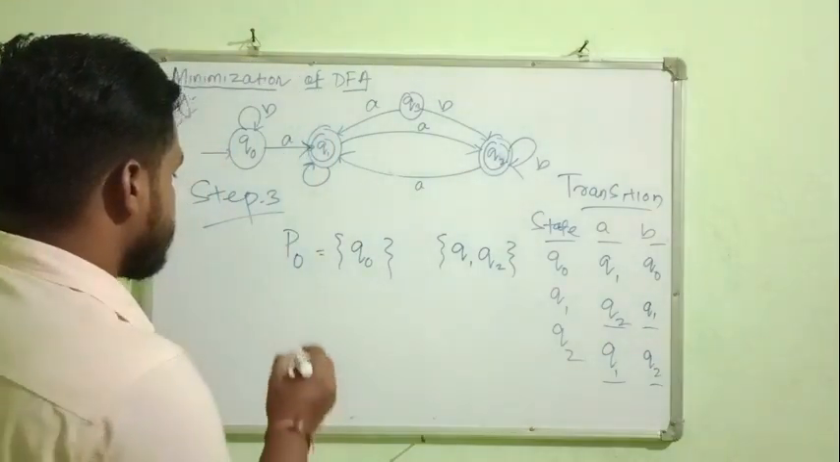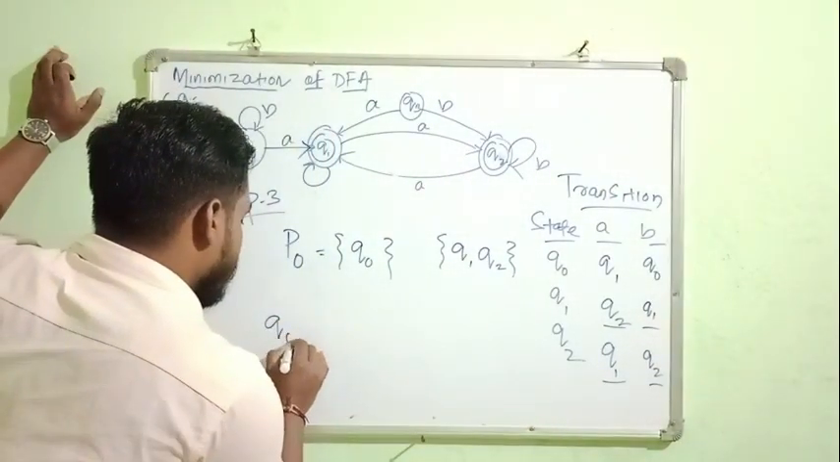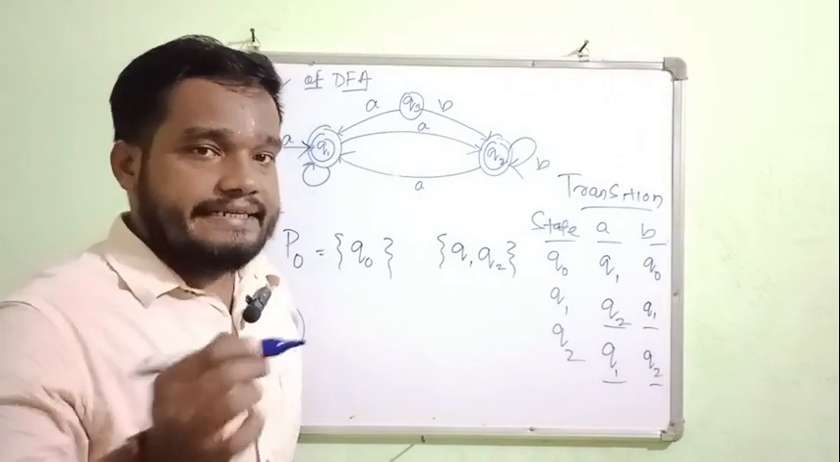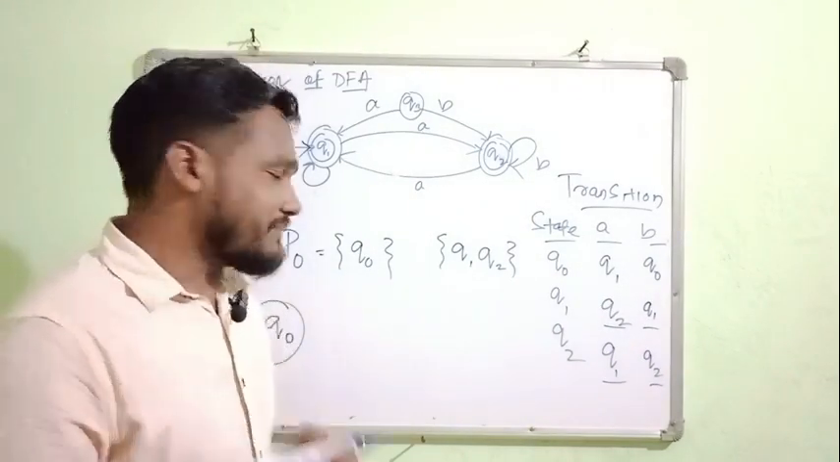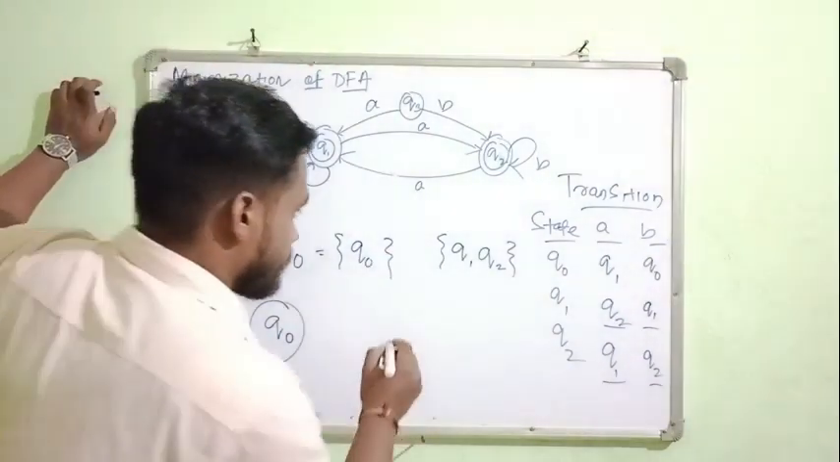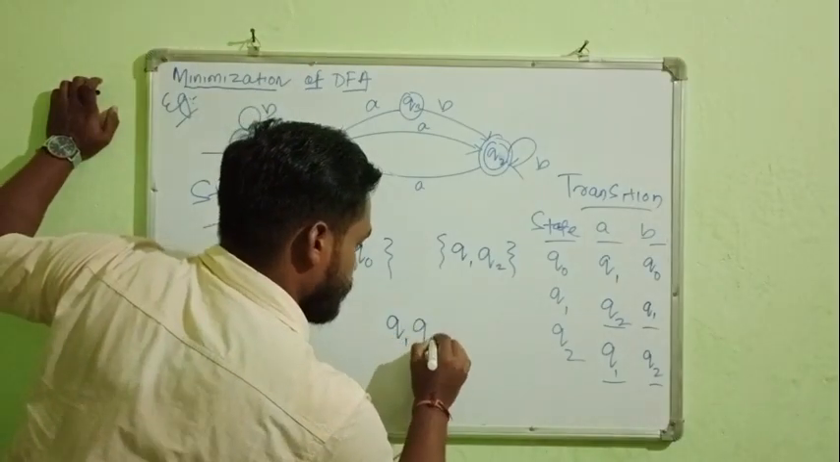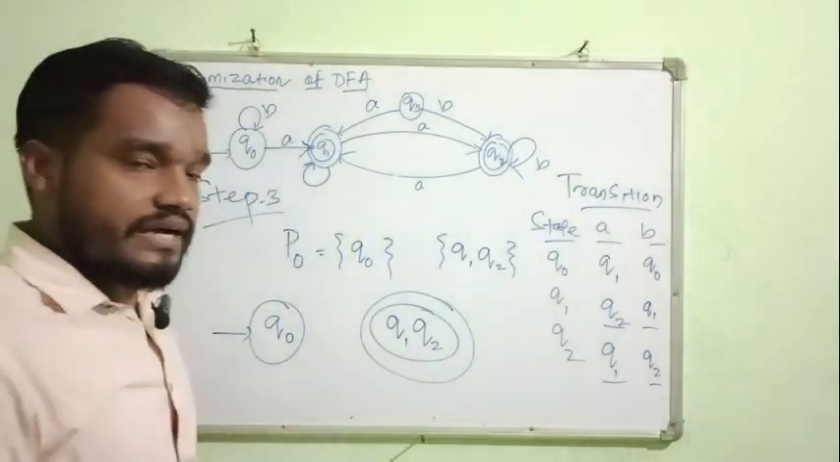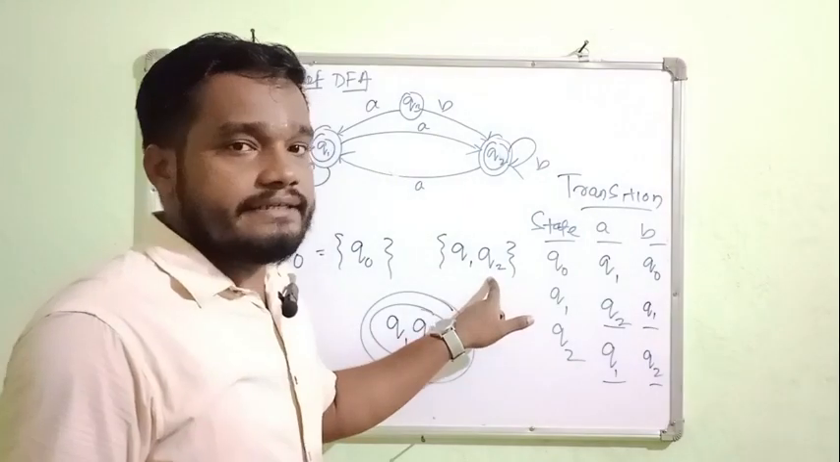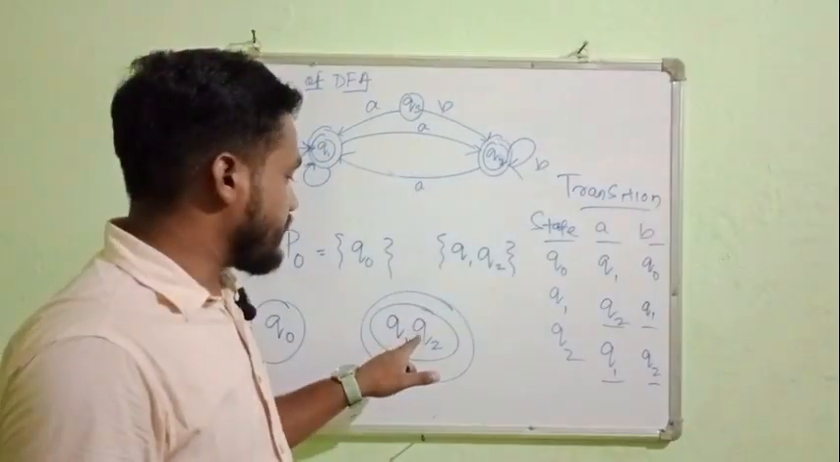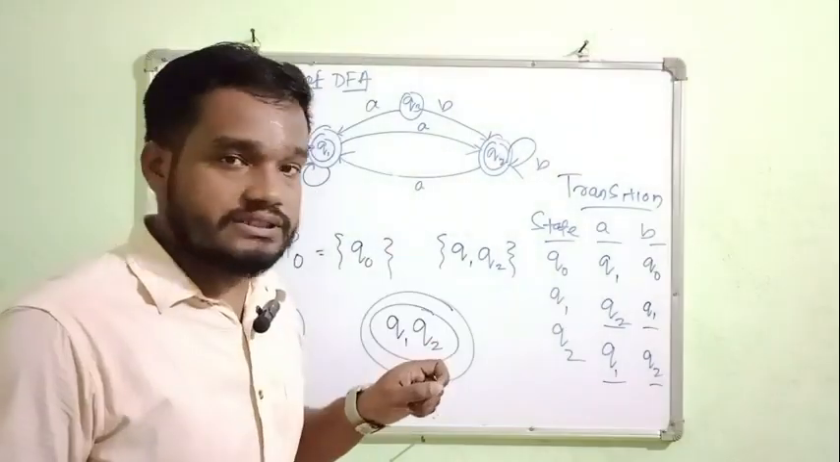So here we will simply draw the DFA machine, the minimization of the DFA machine. Q0 will be one group, and Q1, Q2 will be one group. Why? Because it maintains the equivalency and both are final states. For the final state, we mark it with a double circle.